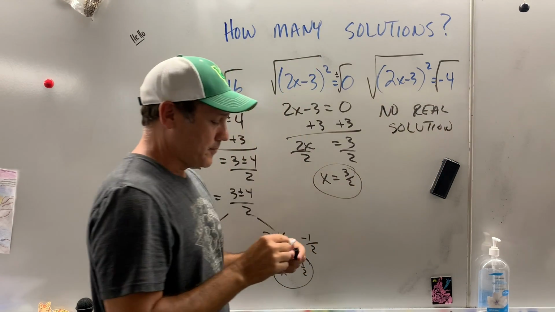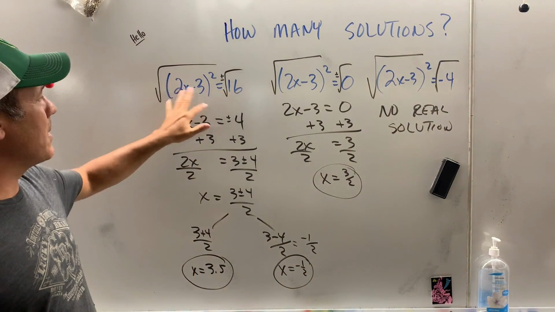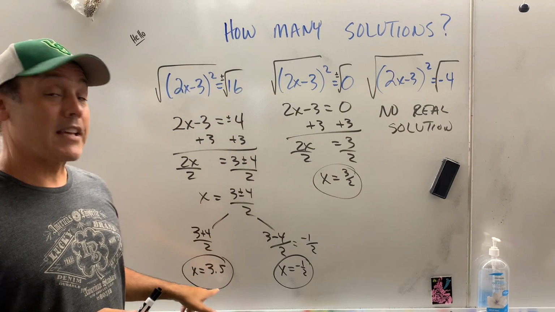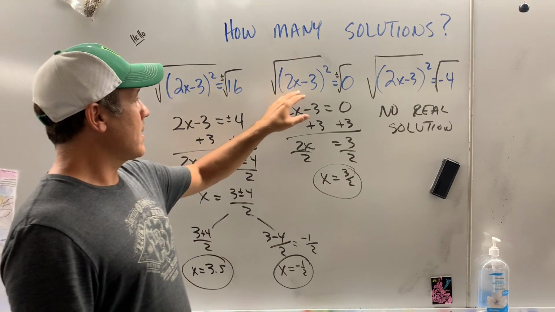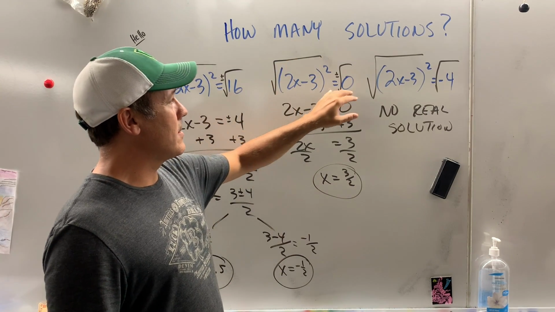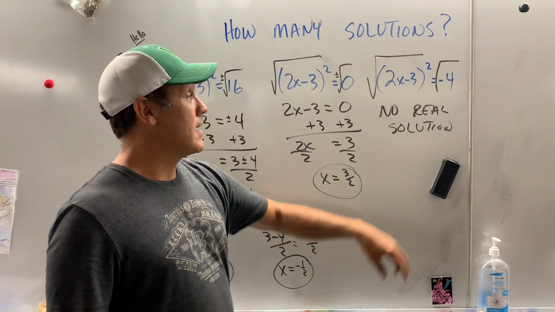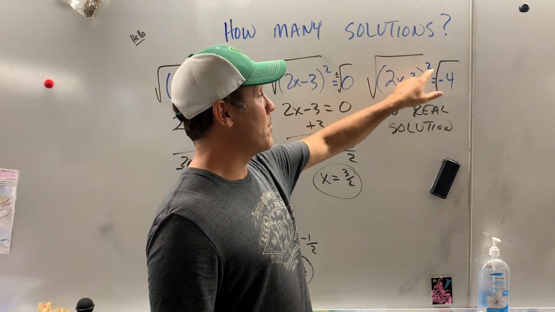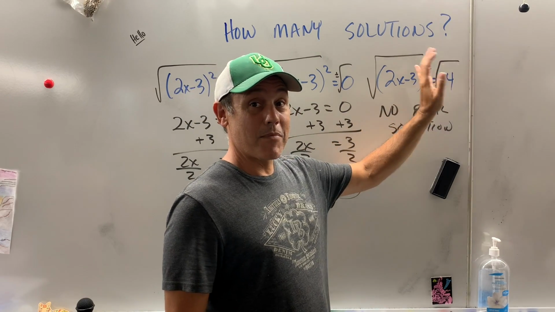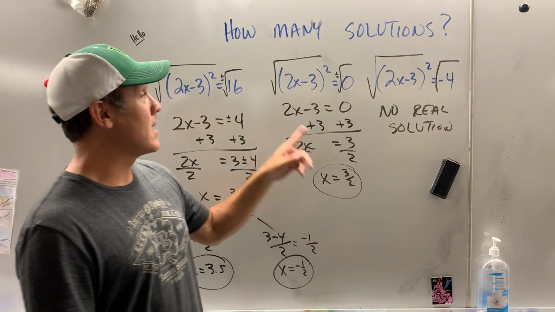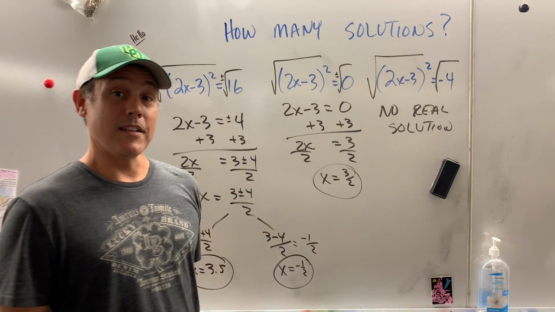So let's go back. When you have something over here equal to a number bigger than 0, you're going to get 2 solutions. When you get something over here with a squared and a 0 over here, you're going to have 1 solution. And when you have something over here with a squared and you have a negative number on the right side, no real solutions. That, my friends, is how you can determine how many solutions an equation has.